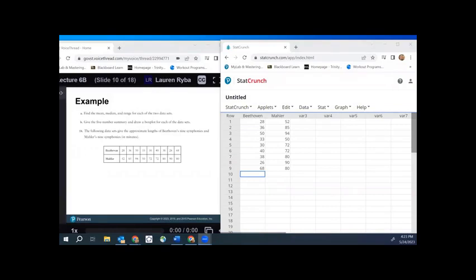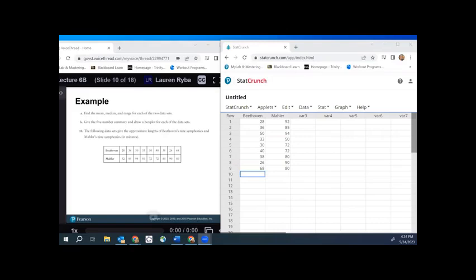Given that you guys have already opened Statcrunch before, I'm not going to show that step or how to enter your data. I trust at this point you guys can follow along with that and understand how to do that. This question wants us to find the mean, the median, and the range for each of the 2 data sets. And then the second part is give the 5-number summary and draw the box plot.